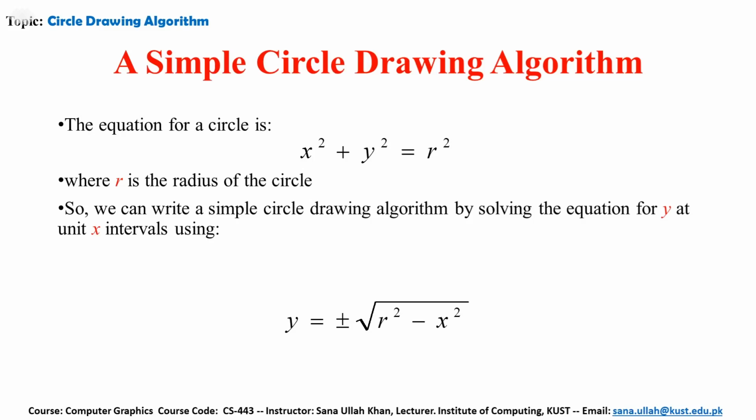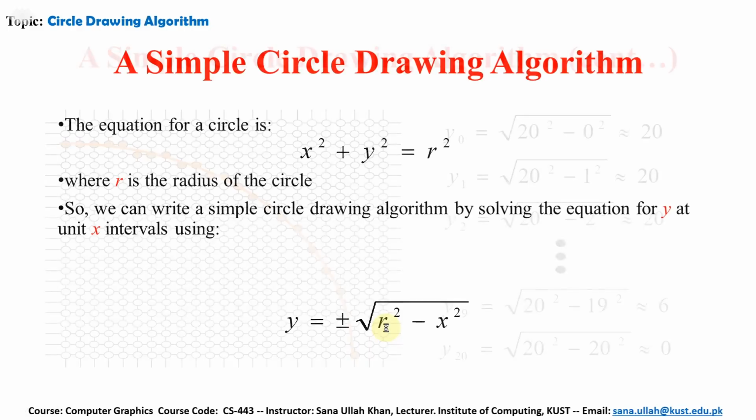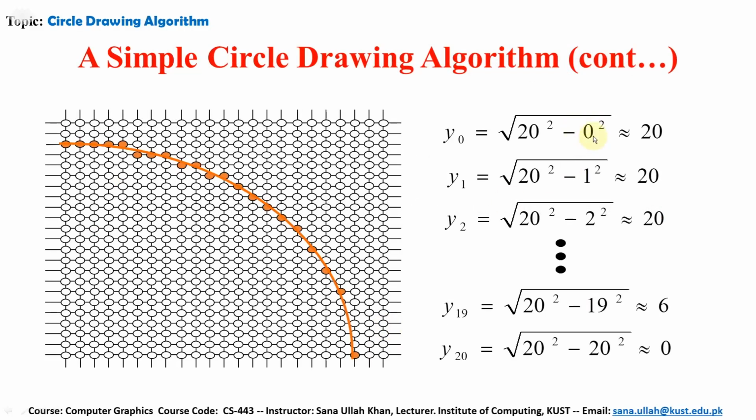So we can write a simple circle drawing algorithm to find the y coordinates using this equation when x is increased with a unit interval. By taking a square root, we can find y is equal to plus minus the square root of r square minus x square. Using this equation, if we put in some values, the pixels will be drawn like this. Let's suppose we have a radius equal to 20 and x initial value, the origin, which is 0. So the square root of 20 square minus 0 is approximately equal to 20. The same is the case for y1, y2, up to y20.